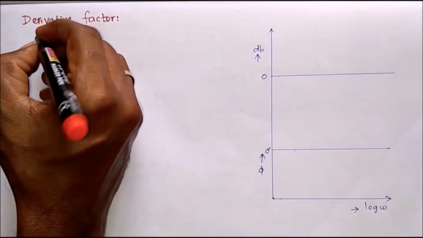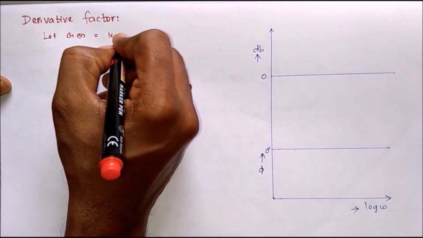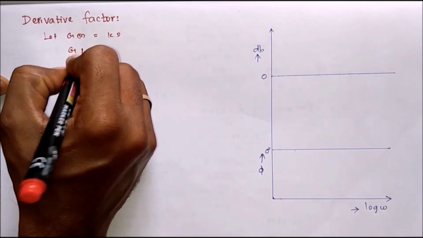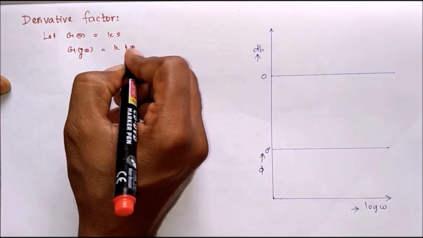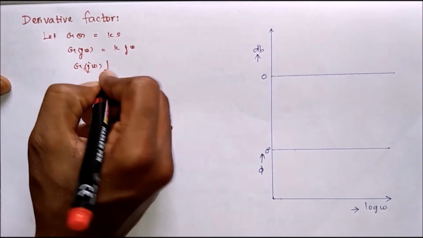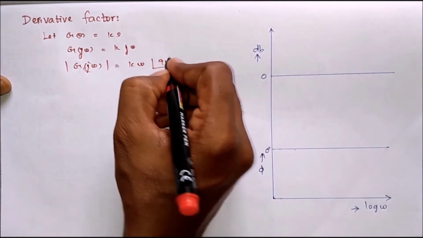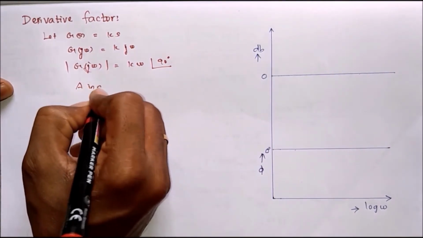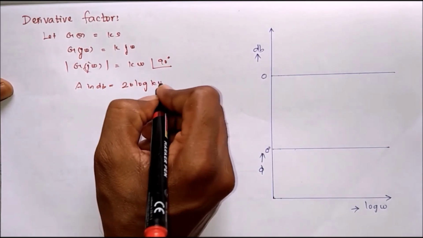So now we are going to consider, let G of s equal to K into s. It means derivative, a multiplication. So now G of j omega equal to K into j omega. The magnitude of G of j omega is K omega, and the angle is always 90 degrees. So now we can consider the magnitude A in decibel, equal to 20 log K omega.